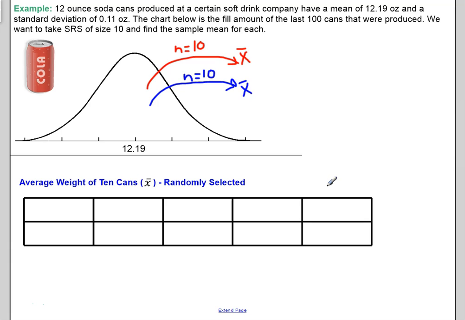So this would kind of be like a quality control type problem. We've got 12-ounce soda cans that we're producing at this soft drink company. They have a mean of 12.19 ounces and a standard deviation of 0.11. Now, it says the chart below. We're not going to have that anymore because we're not really going to be working on this together. But let's say we're going to take simple random samples of size 10 and find the sample mean for each. So what we would do here is go to that population of soda cans, take different samples of size 10, and calculate their average.